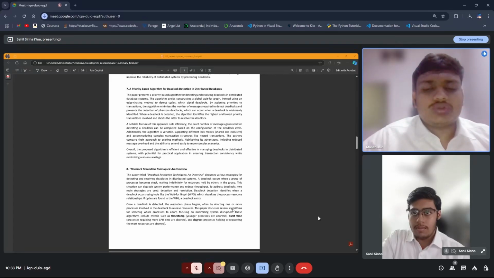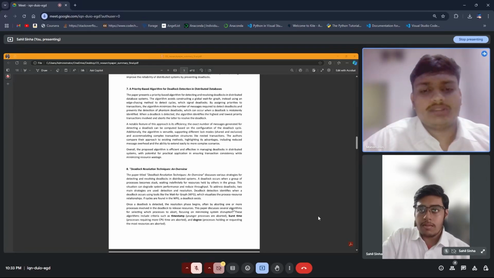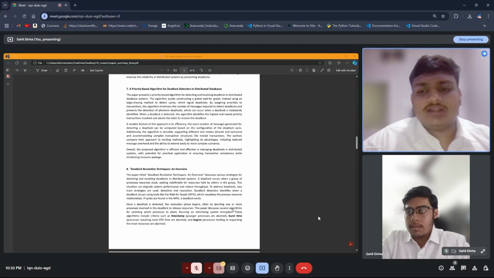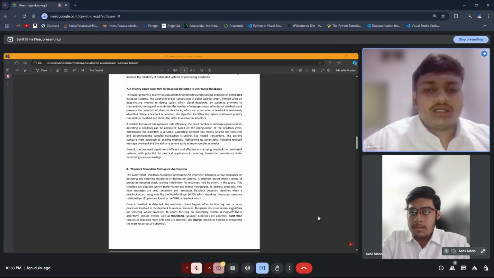This paper introduces a priority-based algorithm for detecting and resolving deadlocks efficiently in distributed databases. The algorithm uses an edge chasing technique rather than constructing a global wait-for graph, which speeds up the process. It assigns priority to transactions to reduce the number of messages needed and to avoid false deadlocks.